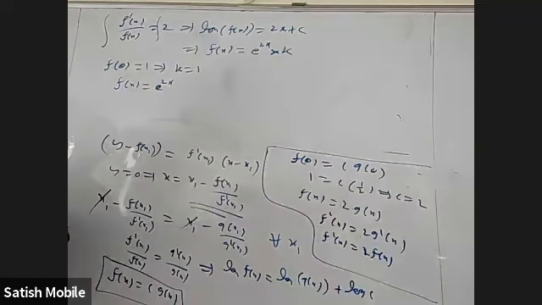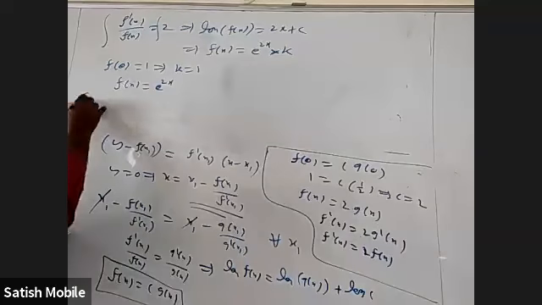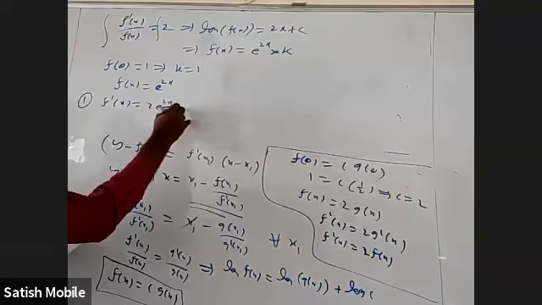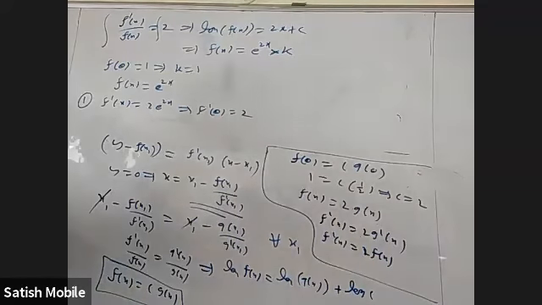So basically you got f of x is e power 2x. I think now we can do everything. So f dash 0, they want first. The first question: f dash x is 2 e power 2x, so f dash 0 is 2.